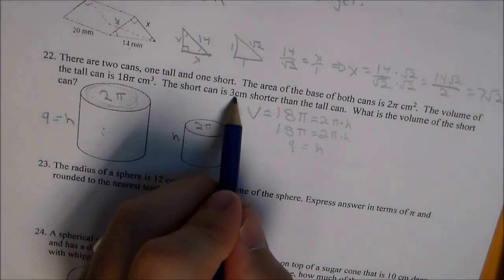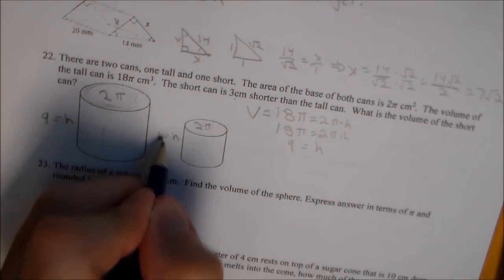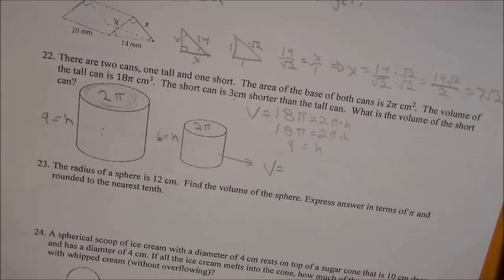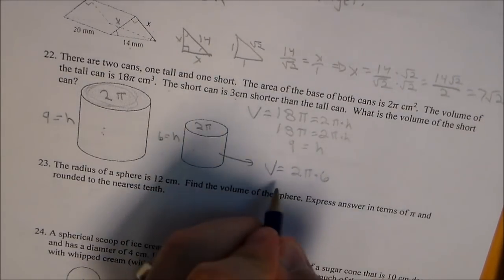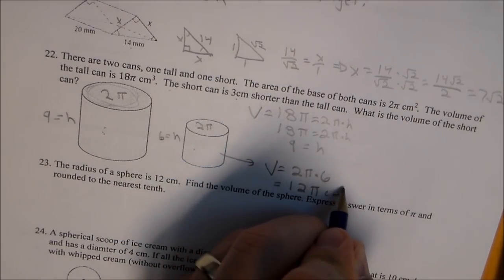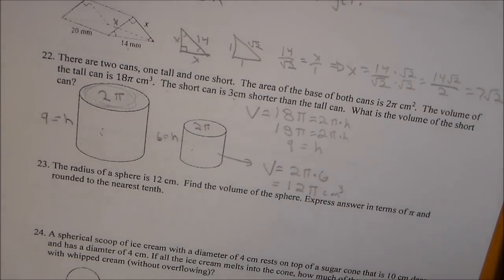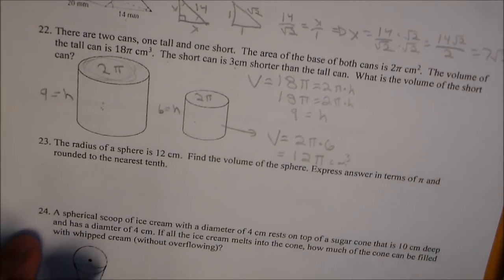Then the short can is 3 centimeters shorter than the tall can, so that's now 6. So its volume, instead of saying pi r squared times height, we're just going to say 2 pi times height, or 6, gives us a volume of 12 pi centimeters cubed. So it's using that idea that we don't have to know the radius, we already know the area, because a cylinder, similar to a prism, is base area times height.